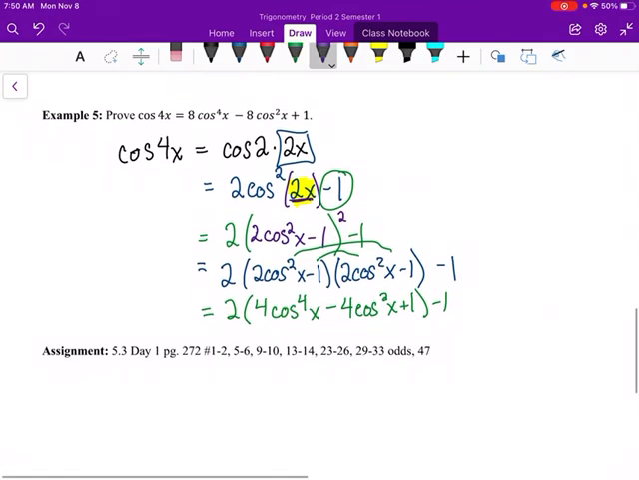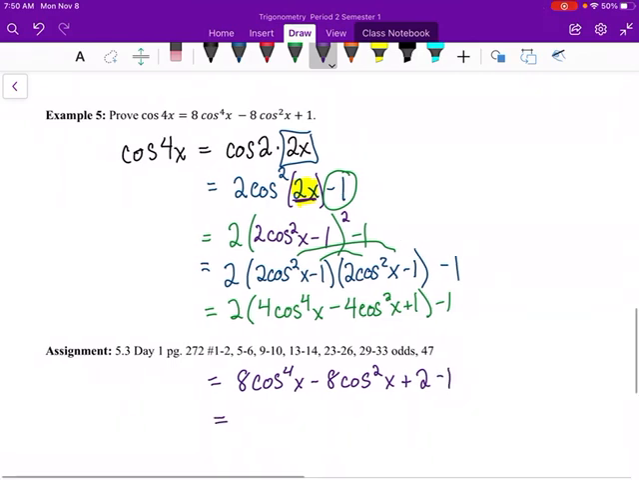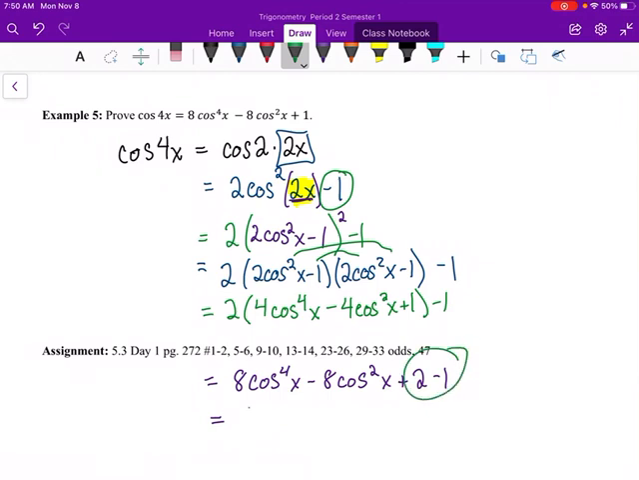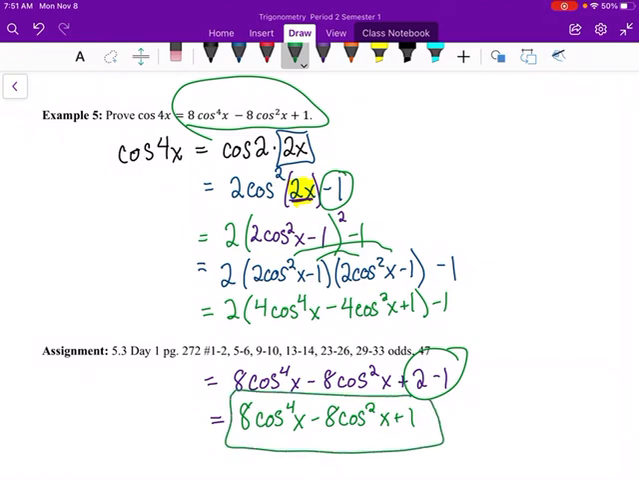Then we're going to want to distribute out this 2. So we get 8 cosine to the power of 4 of x minus 8 cosine squared x plus 2 minus 1. The last thing we will do is simplify by combining like terms: 8 cosine to the power of 4 of x minus 8 cosine squared x plus 1, which is what we were trying to get to from the left side of our problem. And there is our answer.